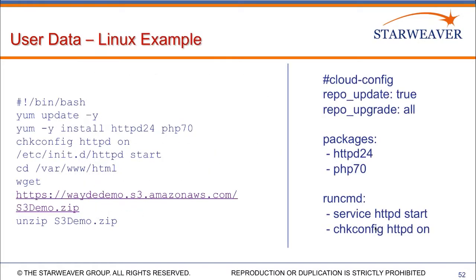Now here's an example, right? For Linux, it's basically a bash shell script. And if you've done anything on Linux before, you probably recognize what this does. It just does a yum update, and then it's installing Apache and then PHP. It's enabling Apache to start up automatically, and then it's starting it. It's switching to the var www html directory and is downloading my demo application from my bucket, okay?